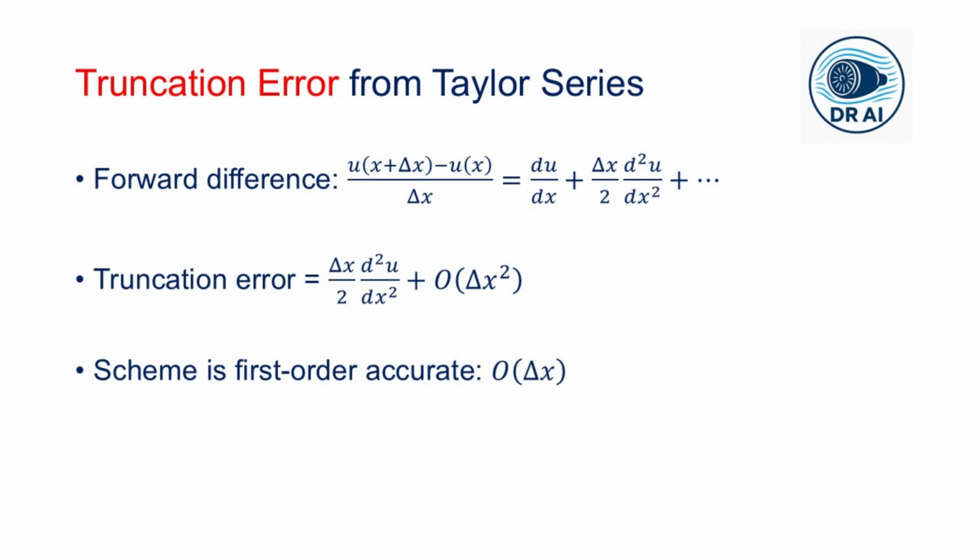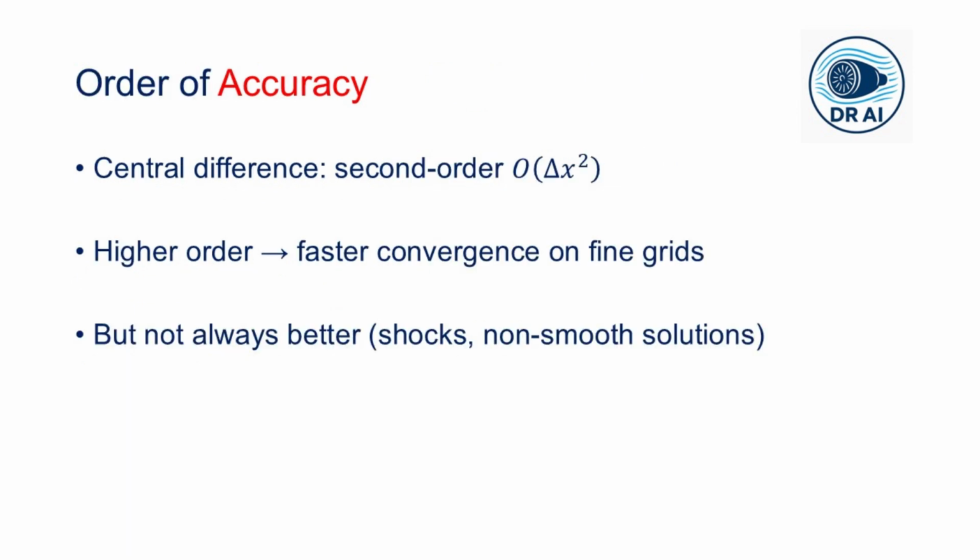A scheme is consistent if its truncation error tends to 0 with grid spacing. Now, moving on to the order of accuracy, higher order schemes have truncation errors of the order of delta x squared, or O(delta x cubed), which represents a third order scheme. For example, the central difference as represented over here is second order accurate.